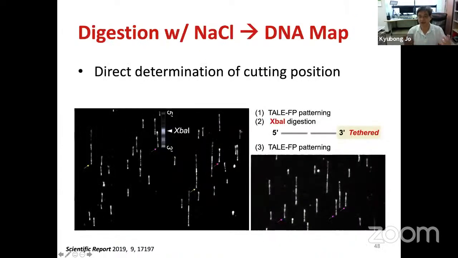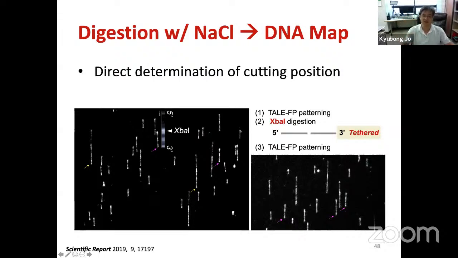After that, we added some sodium chloride, and each DNA molecule shows the AT-specific pattern. Based on this AT-specific pattern, we can confirm that the digestion is really at the position we expected.